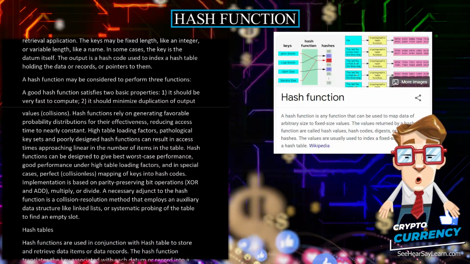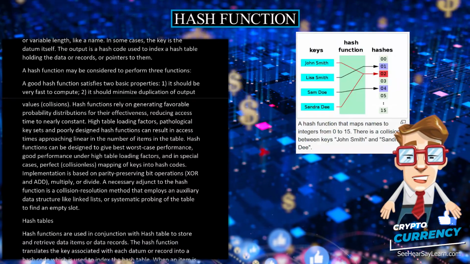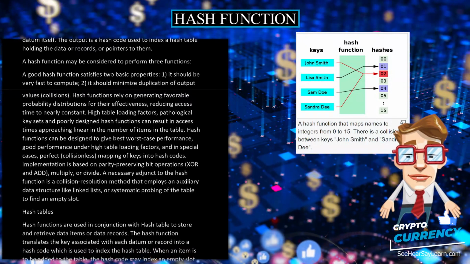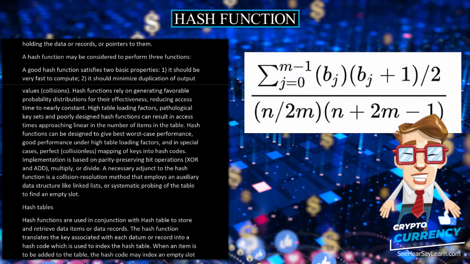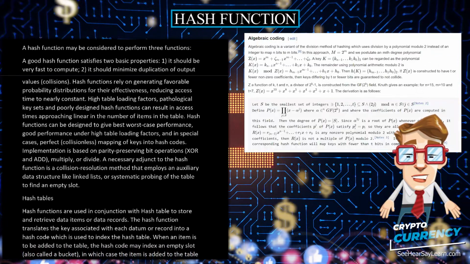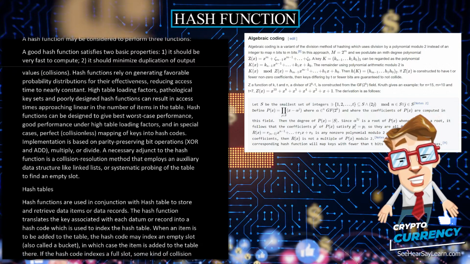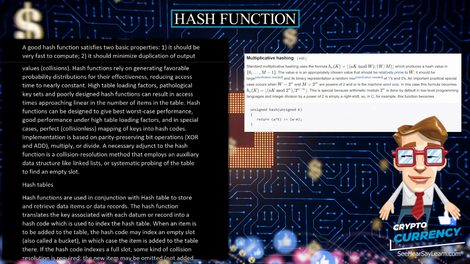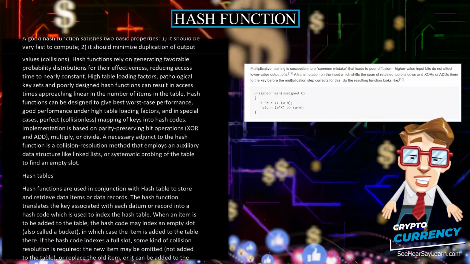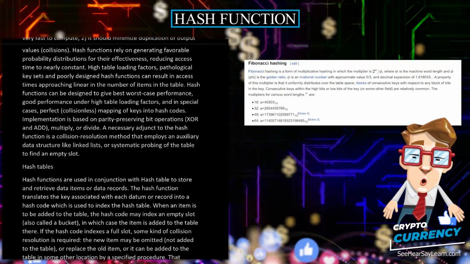A good hash function satisfies two basic properties: 1, it should be very fast to compute; 2, it should minimize duplication of output values, collisions. Hash functions rely on generating favorable probability distributions for their effectiveness, reducing access time to nearly constant. High table loading factors, pathological key sets and poorly designed hash functions can result in access times approaching linear in the number of items in the table.